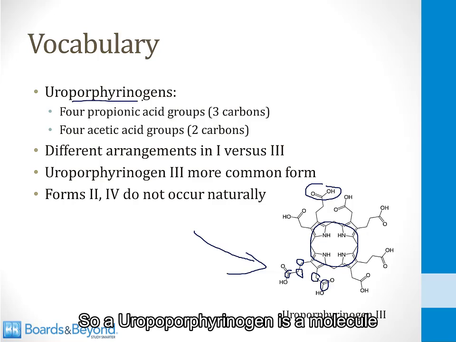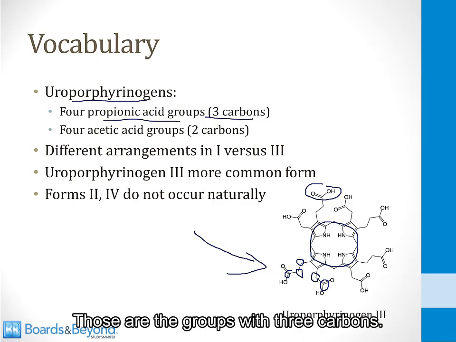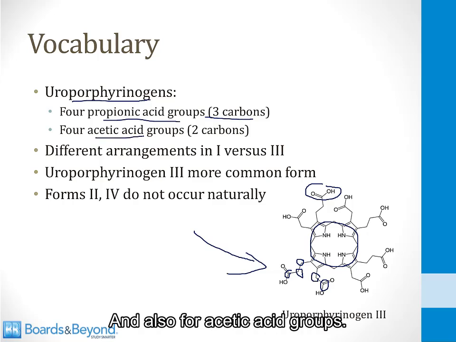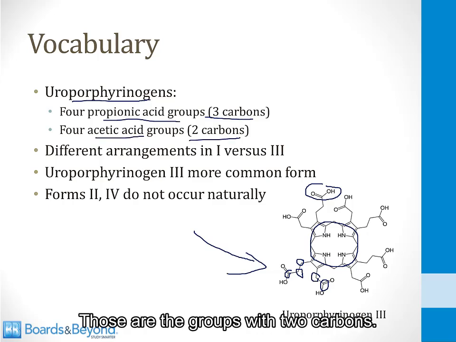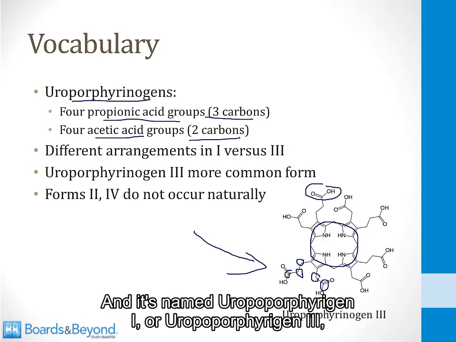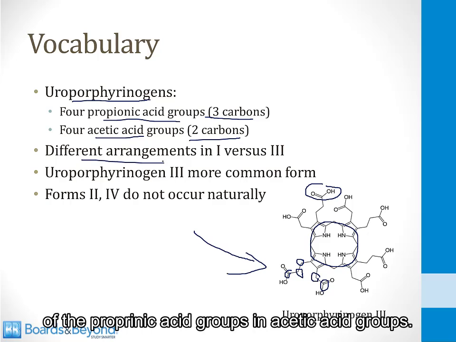So a uroporphyrinogen is a molecule that has 4 propionic acid groups. Those are the groups with 3 carbons. And also 4 acetic acid groups. Those are the groups with 2 carbons. And it's named uroporphyrinogen 1 or uroporphyrinogen 3 depending on the different arrangements of the propionic acid groups and the acetic acid groups.